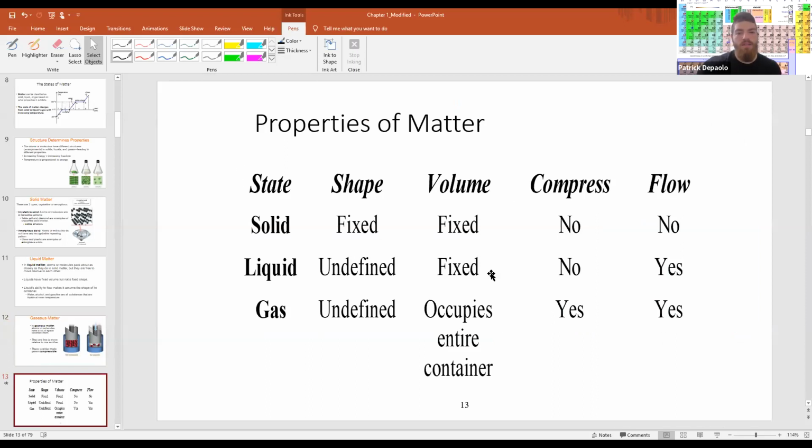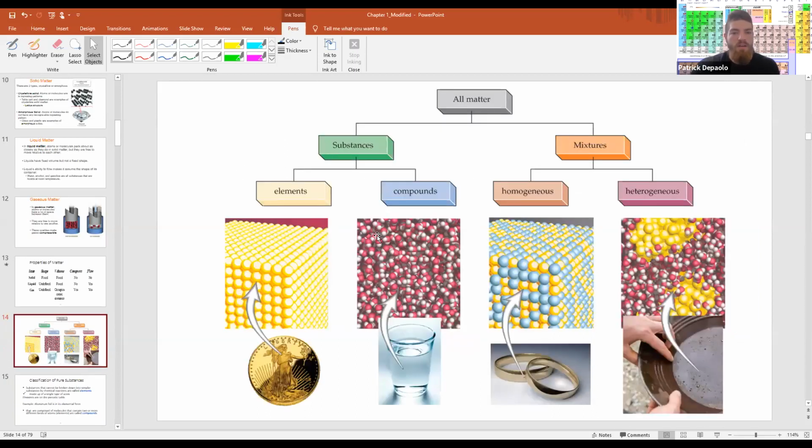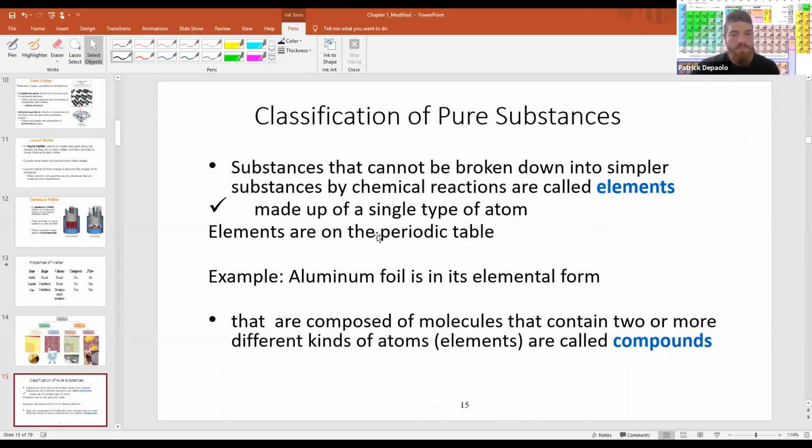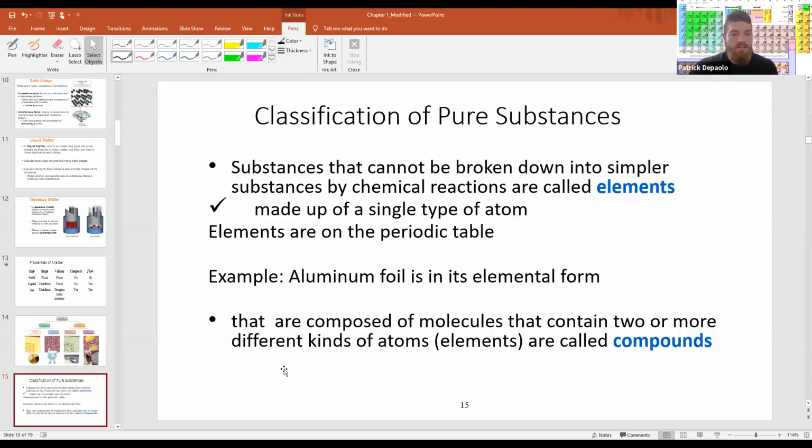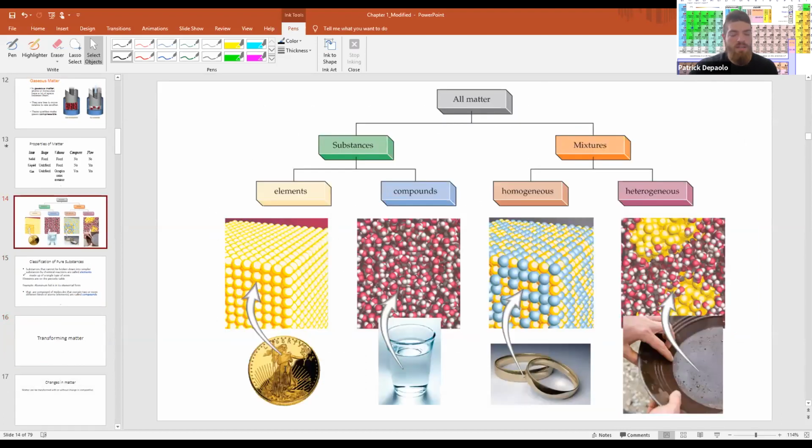Here's everything, the different states of matter. All right, so now let's categorize this matter. This is a really good chart, it breaks it down. I'm going to explain this right here, and then you can look at all the other notes later. So basically you have all matter, right? Out of all matter, you have substances. Substances are considered a pure type of composition, pure composition. Those types of things with a pure composition are either elements or compounds.